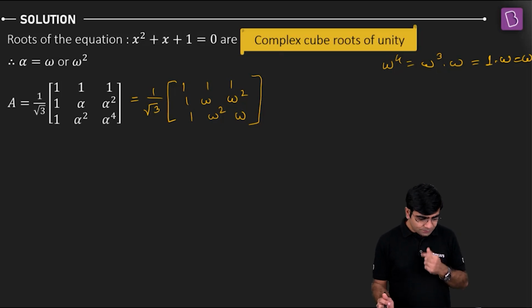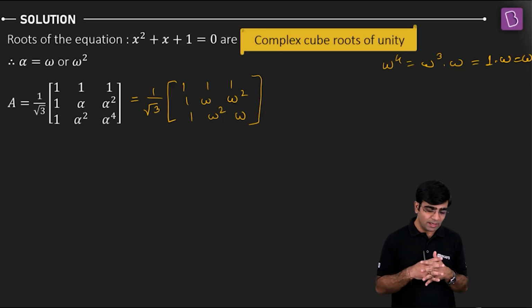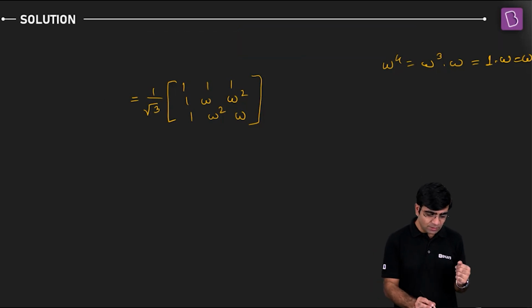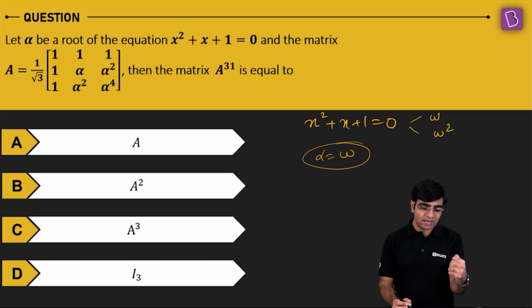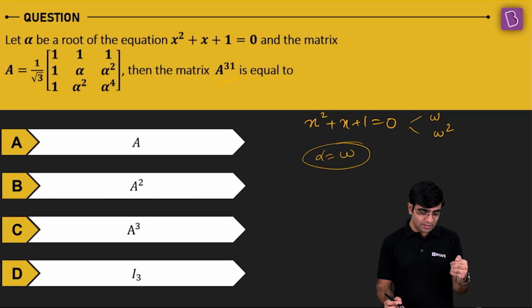Perfect. Lovely. Now, let's quickly move on to what the question was asking. The question was asking for A power 31, right? And if you remember the options, let me quickly recall them for you. If they're asking for the value of A raised to 31, the options are A square, A cube, I3.